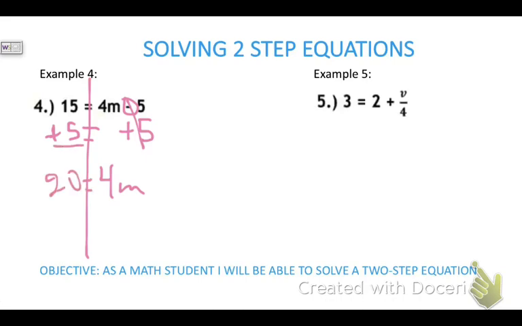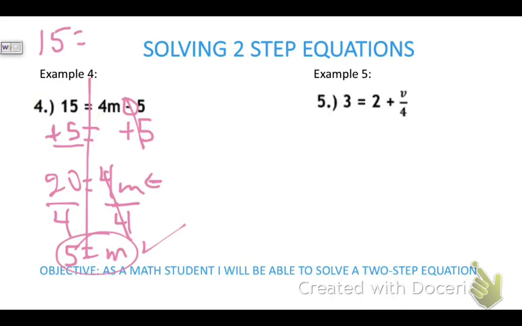Since we're in a multiplication process right here, we want to do the inverse. Doing the inverse means we're going to divide both sides by 4. 20 divided by 4 is 5. So 5 equals m. We should check it out. Let's see, does 15 equal 4 times 5 minus 5? Let's see, 15 equals, that's 15. 20 minus 5, well, yeah.